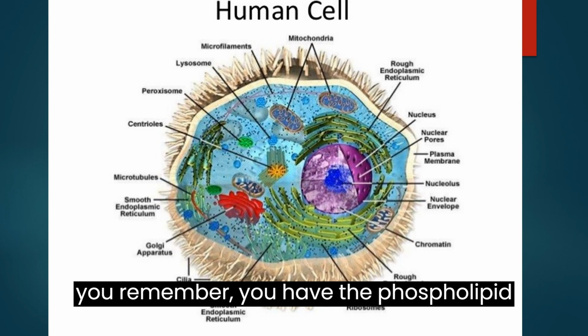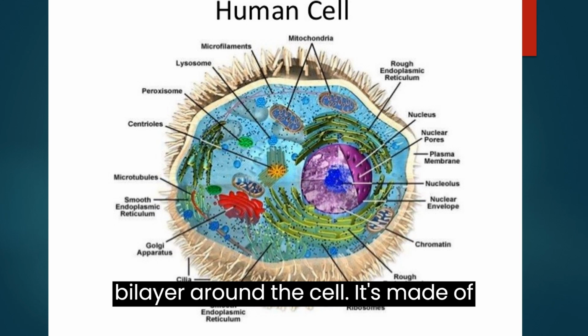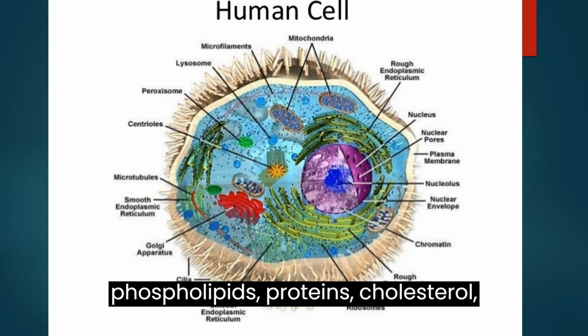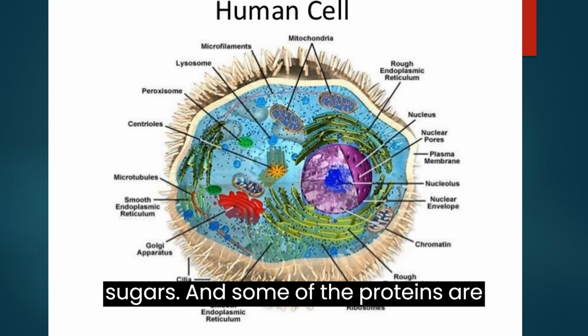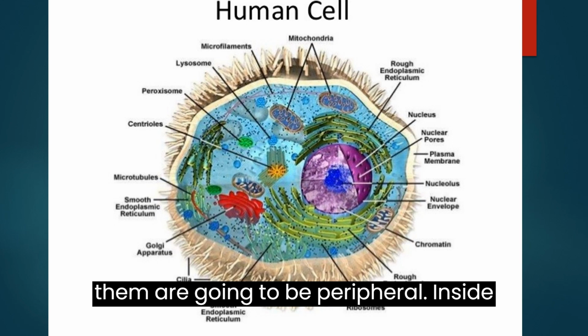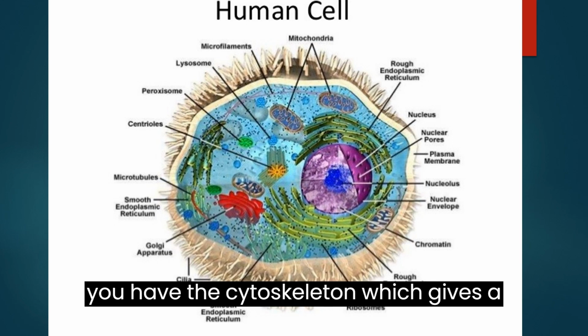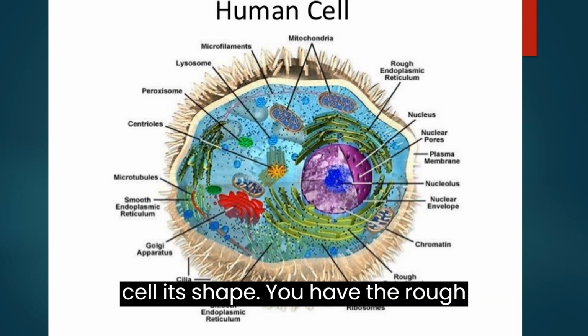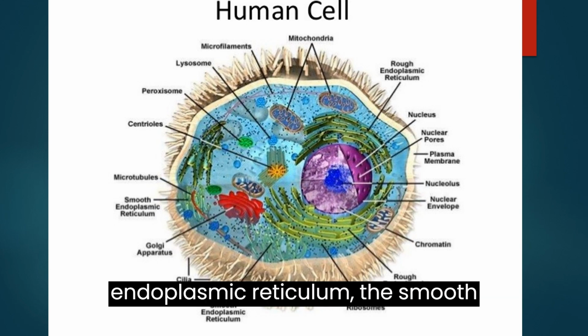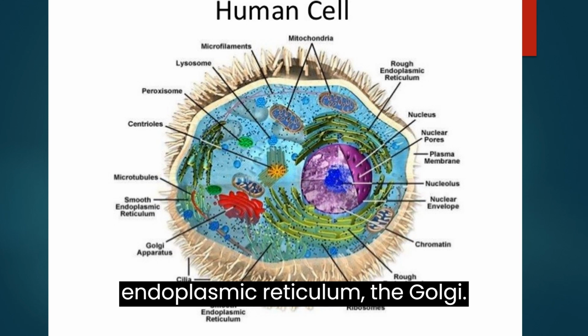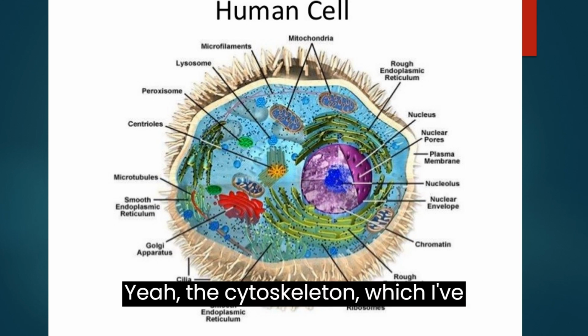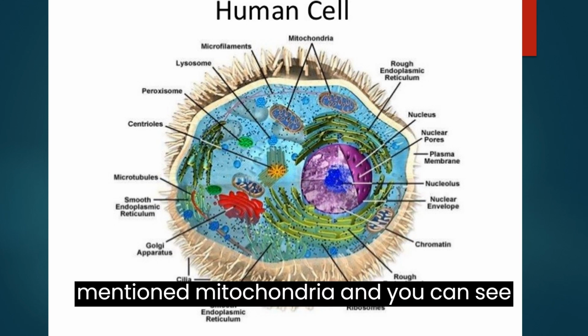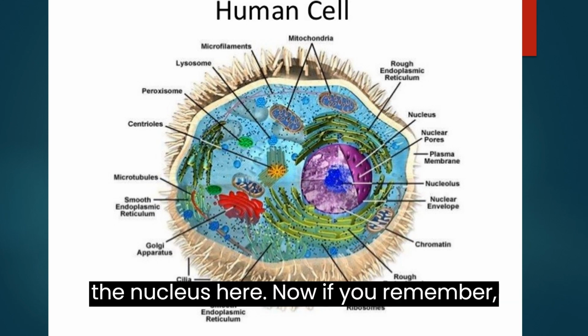If you remember, you have the phospholipid bilayer around the cell. It's made of phospholipids, proteins, cholesterol, sugars, and some of the proteins are going to go all the way through. Some of them are going to be peripheral. Inside you have the cytoskeleton, which gives the cell its shape. You have the rough endoplasmic reticulum, the smooth endoplasmic reticulum, the Golgi, the cytoskeleton, which I've mentioned, mitochondria, and you can see the nucleus here.